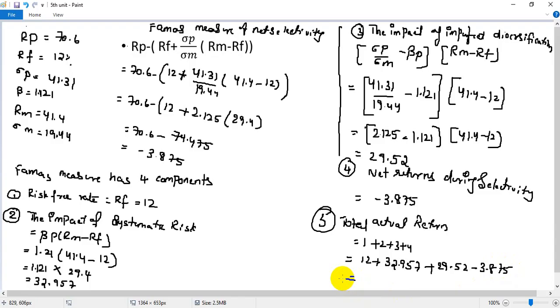So if you do the entire part, you are going to get 12 plus 32.96 plus 29.52 minus 3.87, you get 70.61%.